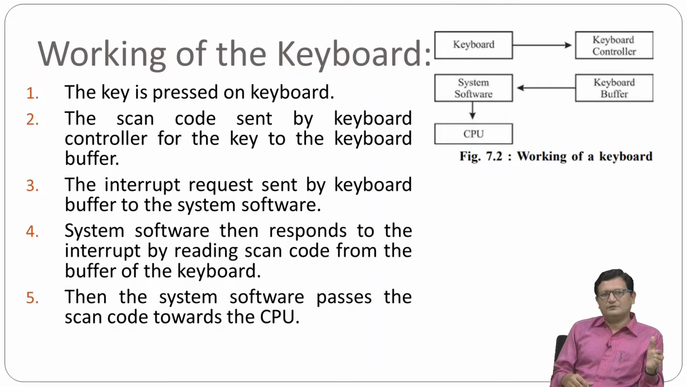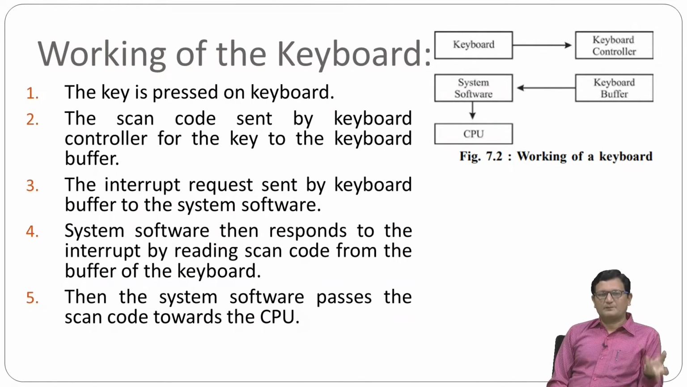Whenever you are pressing a key, the signal will be stored in the keyboard buffer. Now the keyboard buffer will interrupt the CPU to say that the user has pressed this particular key, and then the CPU will come to know this key is pressed. So what to do? The CPU will decide. System software, your operating system, then responds to the interrupt by reading the scan code.